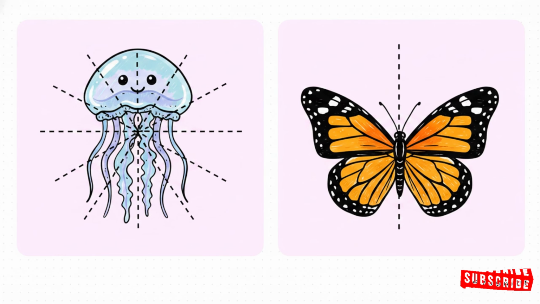But then you've got bilateral symmetry. That's us. There's only one way to slice us, right down the middle, to get a perfect left and right mirror image. And this isn't just a small detail. This was a huge dividing line in evolution. It's what allowed for the development of a head, and with it, the ability to move forward with purpose.